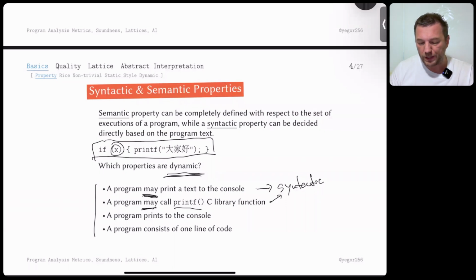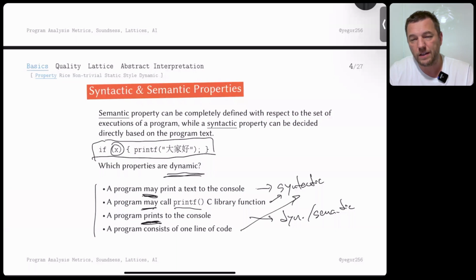The number 3, a program prints to the console. In this case, we say that the program will definitely, when it is executed, print something to the console. This we cannot say by looking at this code, whether true or false. We need to actually run it. We need to actually look at the behavior of the code in order to decide. So this one, I believe, is dynamic or semantic, something like this. And number 4, a program consists of 1 line of code. Of course, this is also syntactic. So we can say that this code has exactly 1 line of code.